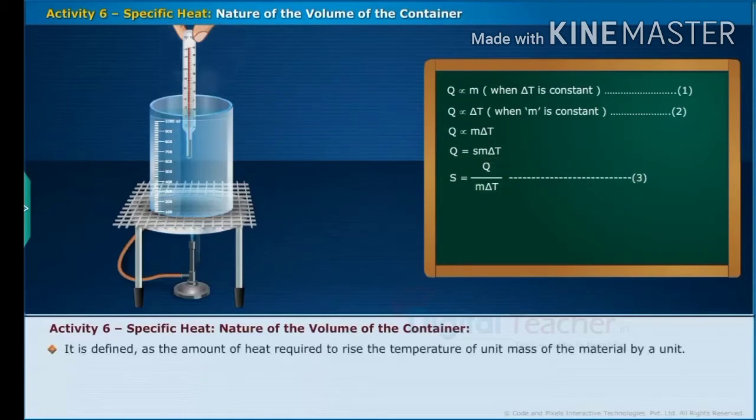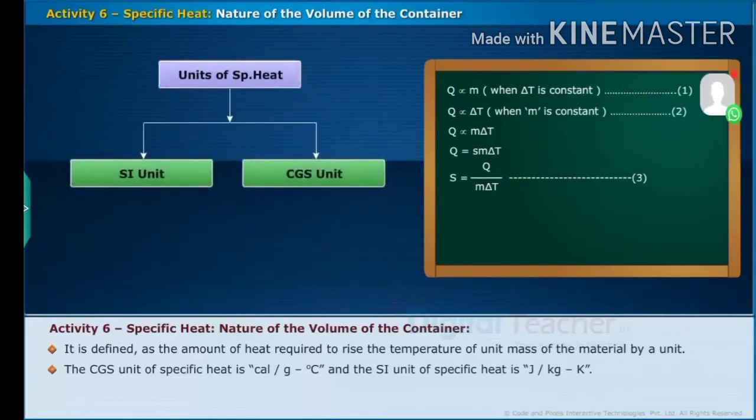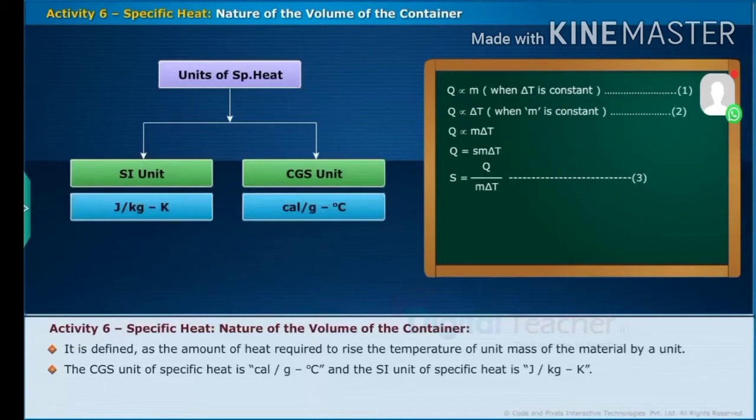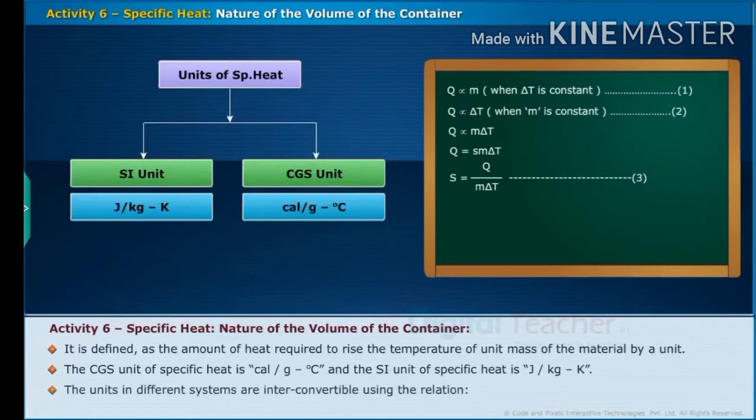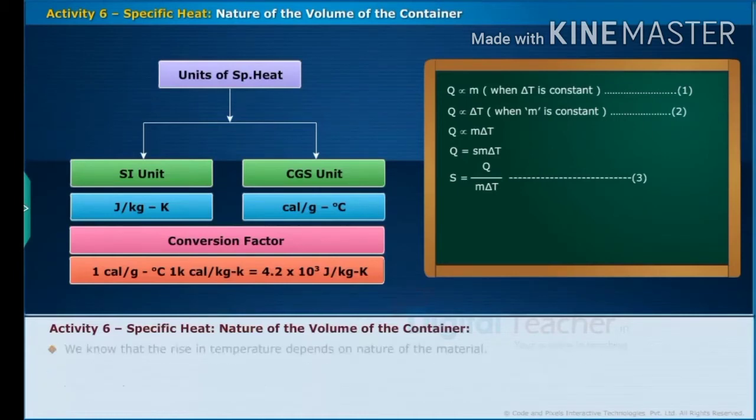It is defined as the amount of heat required to rise the temperature of unit mass of the material by a unit. The CGS unit of specific heat is calorie per gram degrees Celsius, and the SI unit of specific heat is joule per kilogram Kelvin. The units in different systems are interconvertible using the relation 1 calorie per gram degrees Celsius is equal to 1 kilocalorie per kilogram Kelvin is equal to 4.2 into 10 to the power 3 joule per kilogram Kelvin.